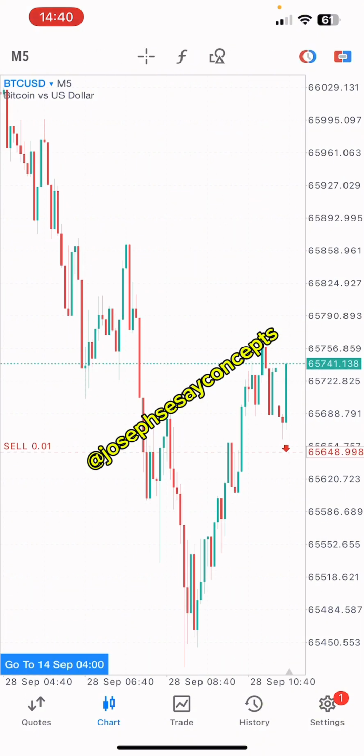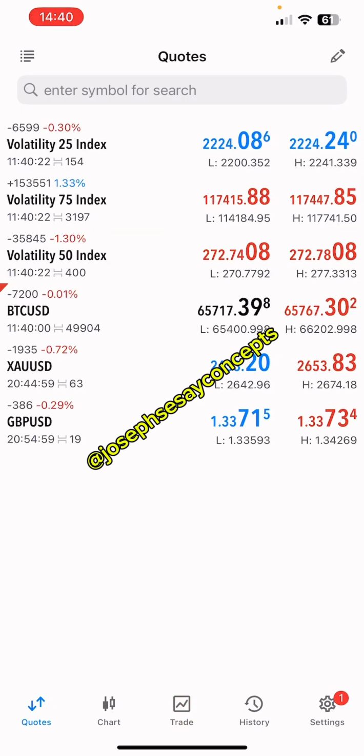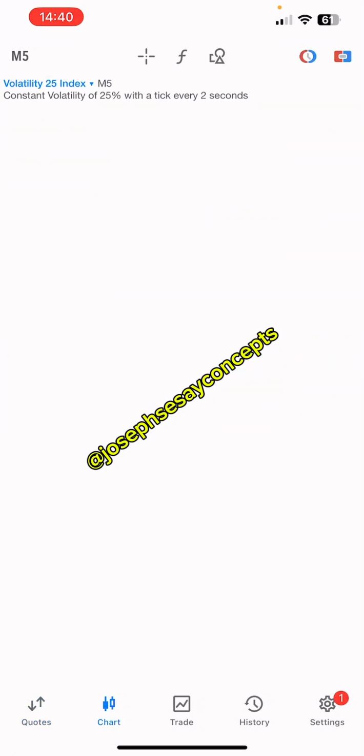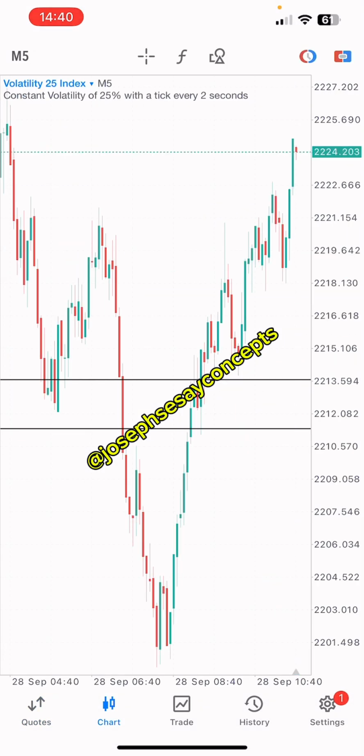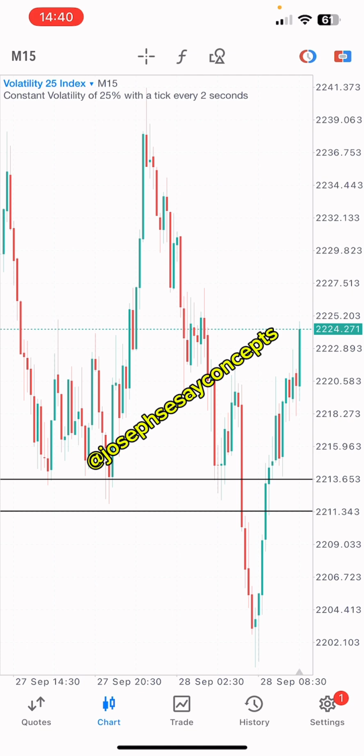Now all we need to do is select your time frame. You need to know the type of trader you are, whether you are scalping, day trading, or swing trading. For scalping, the 1 minute and the 5 minutes are going to be the best time frames for you. This is also Volatility 25. You can use this on any chart as well, like the 5 minutes, and you can see this is the 15 minutes.